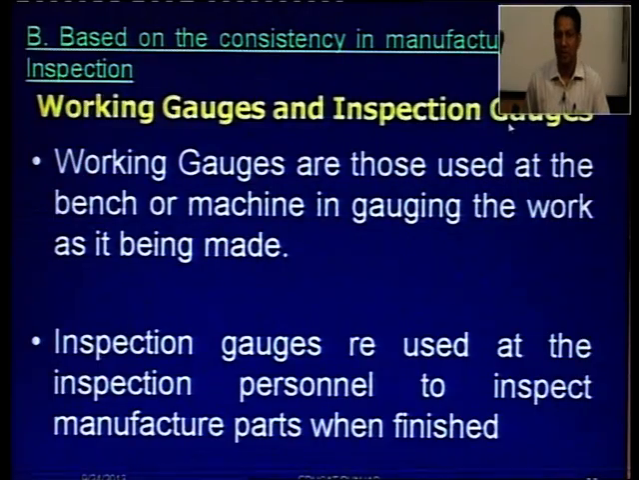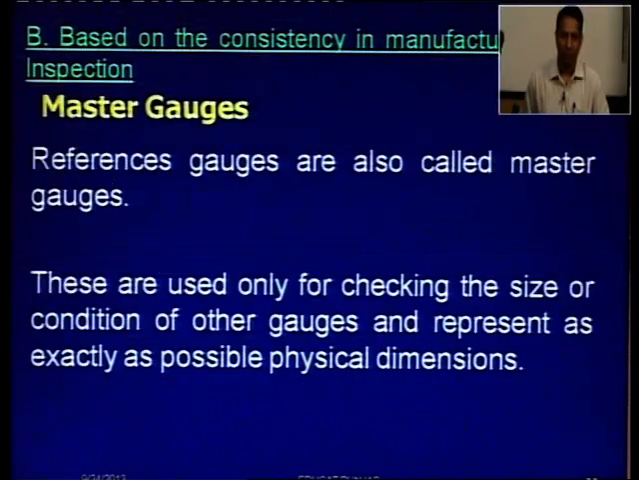And inspection gauges are those which are used at the end of the manufacturing. Inspection gauges are used by inspection personnel to inspect the manufactured part when finished. When the parts are made, we bring them to the inspection room and check them, that are called the inspection gauges. With the help of gauges, then we check, that are called the inspection gauges.